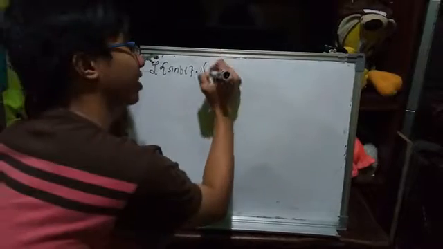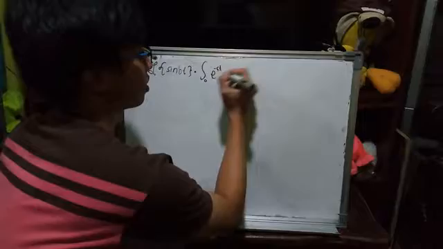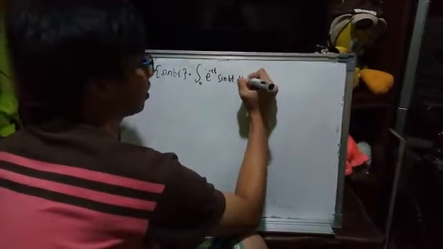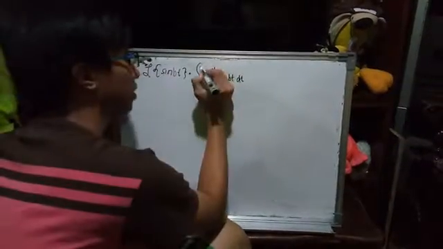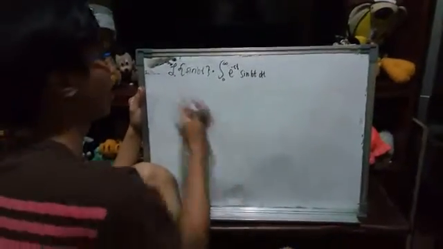I'm going to show you the Laplace transformation of sine bt. So first we have to take the integral of e raised to negative st times the function sine bt dt from 0 to infinity. To solve this, we have to use integration by parts.